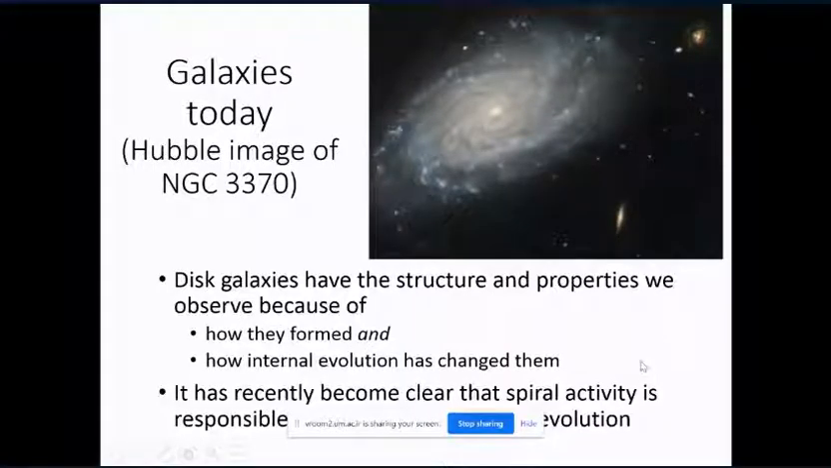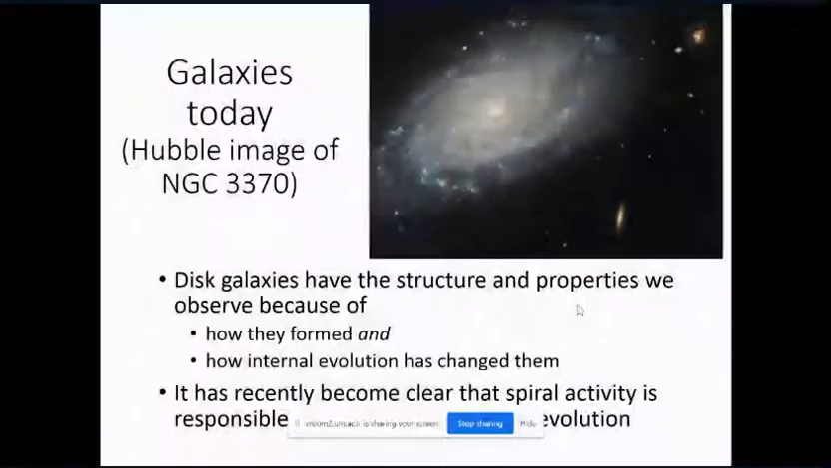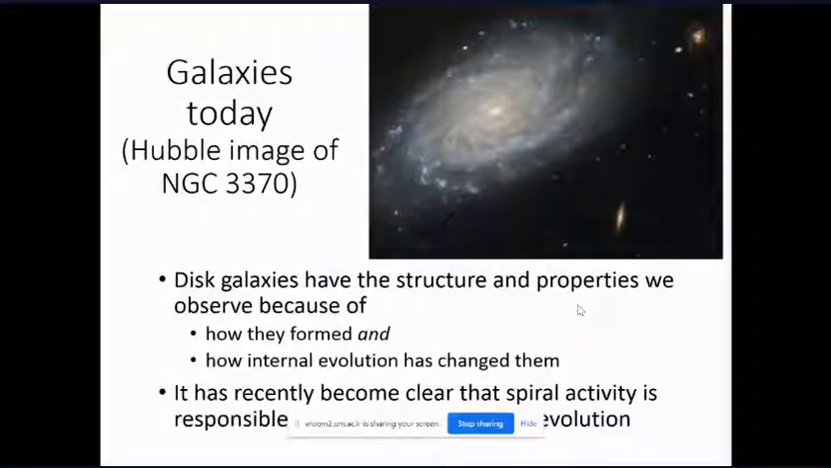And it has become clear that a lot of the internal evolution of galaxies has been driven by spiral activity, and this has only recently been understood. And if we're going to try to understand how spirals drive evolution, then we need to understand a little bit about the origin and why galaxies have spirals.